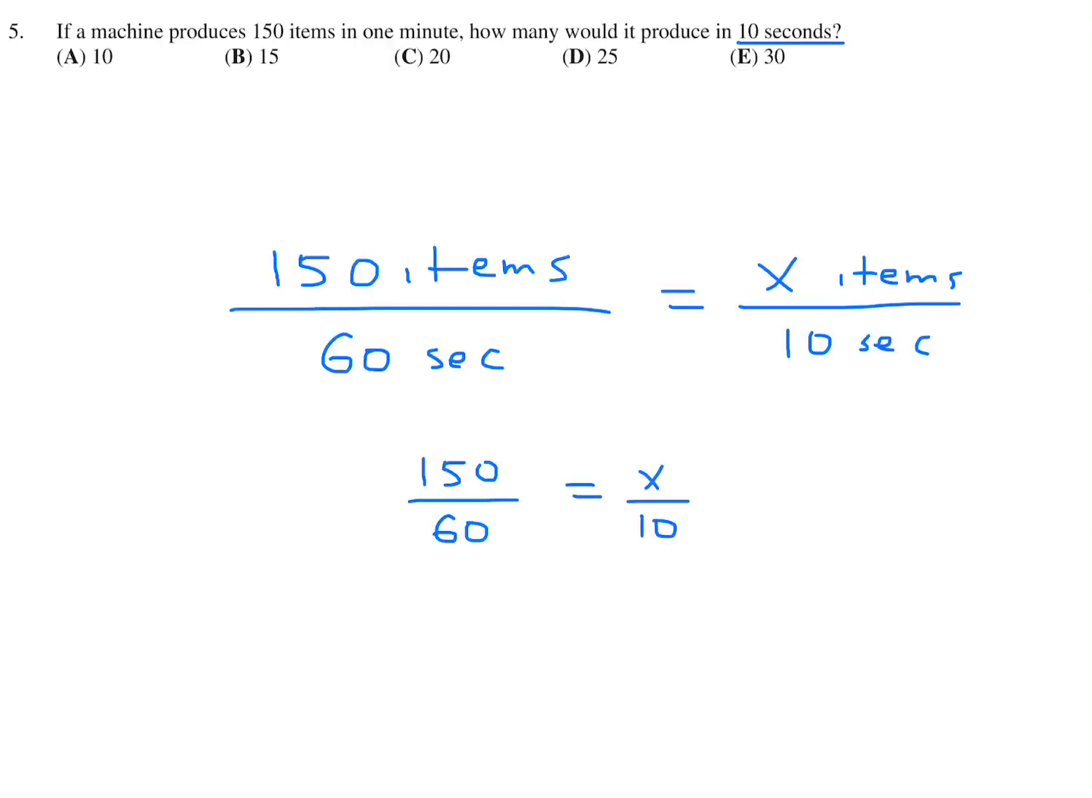We can cross multiply. 150 times 10 is 60X. And therefore 1500 divided by 60 is equal to X. And this looks like 150 over 6, which is 25. So 25 items this machine produces in 10 seconds. So the answer is D.